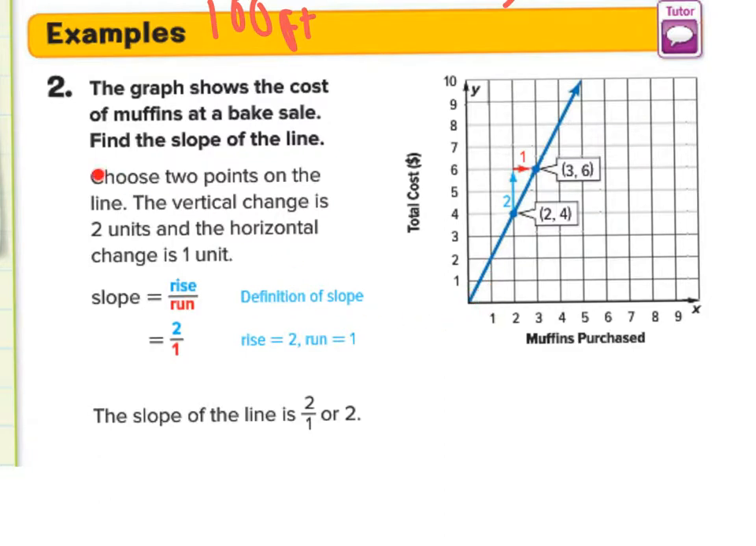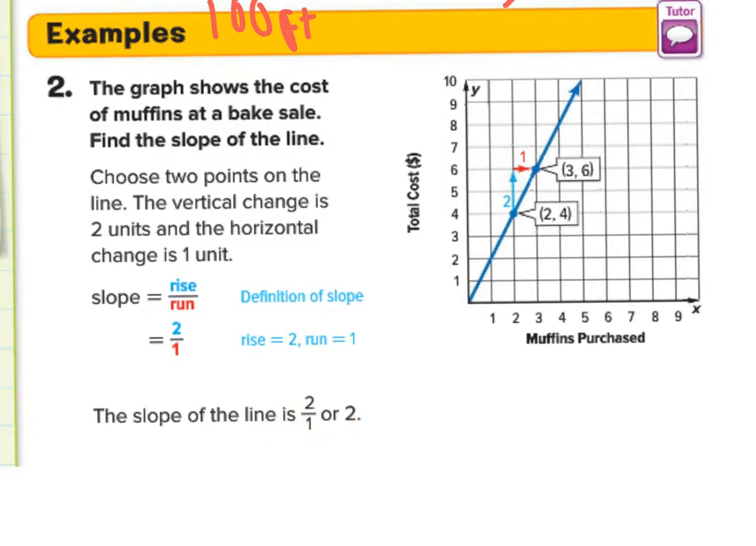We can see that. So choose 2 points on the line. The vertical change is 2 units and the horizontal change is 1 unit. Horizontal is 1 unit and vertical is 2. Slope is rise over run. That's the definition of slope, rise over run, which means it'll rise 2 for every 1 horizontally. You see that? So the slope of the line is 2 to 1.